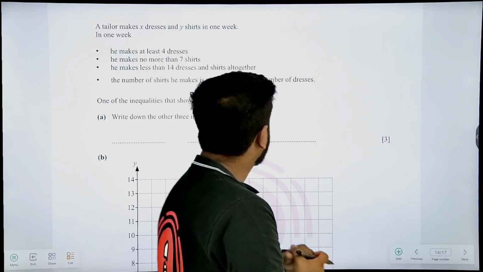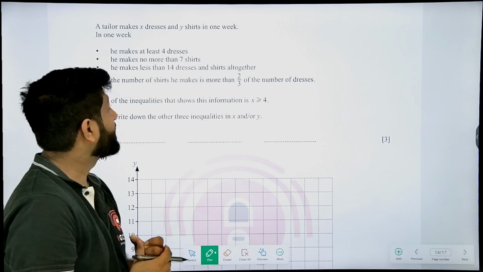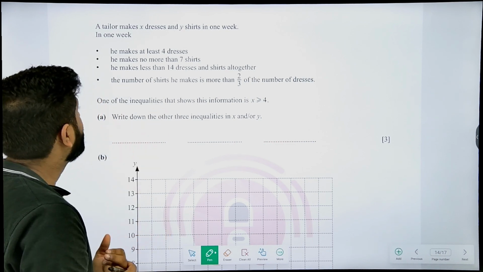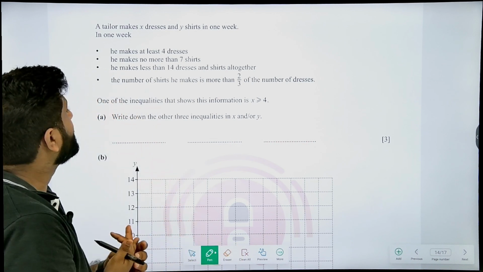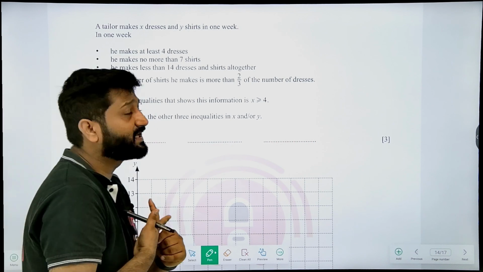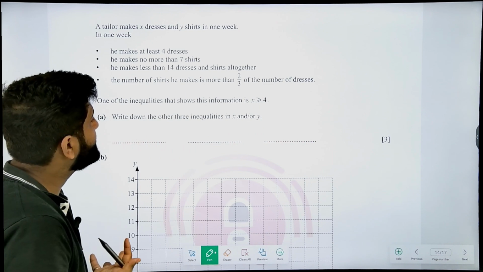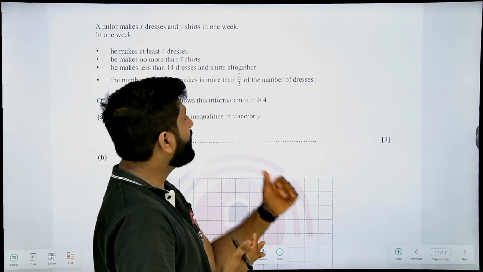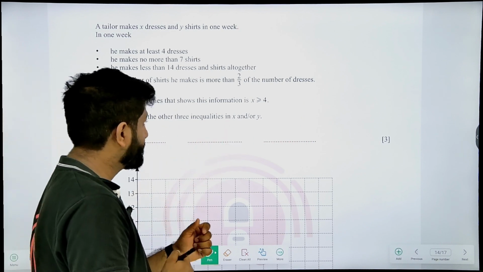Now again going to the next question. A tailor makes X dresses and Y shirts in 1 week. He makes at least 4 dresses. He makes no more than 7 shirts. He makes less than 14 dresses and shirts altogether. The number of shirts he makes is 2 by 3 of the number of dresses. I think I have to write the inequalities in terms of X and Y.